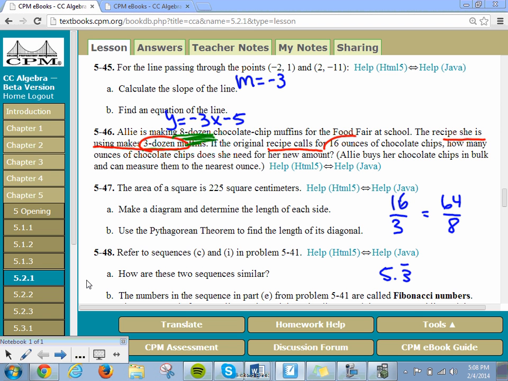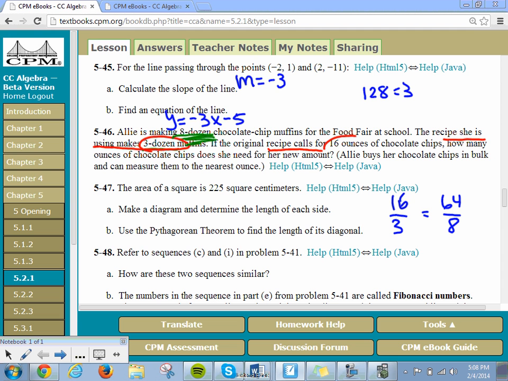And then my 64 divided by 8, which gives me 8. Oh, I've done something wrong. Let me go back and double check that. So I should have done 16 times 8 divided by 3. Oh, I divided by 3 wrong.